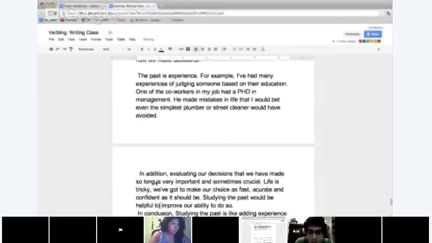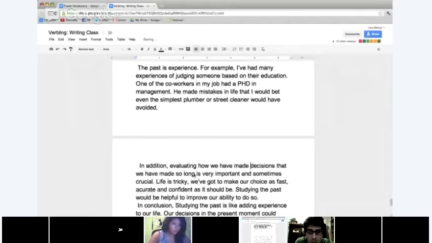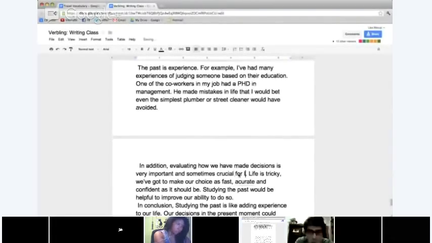In addition, evaluating our decisions that we have made long ago. You mean the past decisions? Yeah. How about keeping with what you said above? In addition, evaluating how we have made decisions is very important and sometimes crucial. I would say here, to add more clarity, it's crucial for learning.